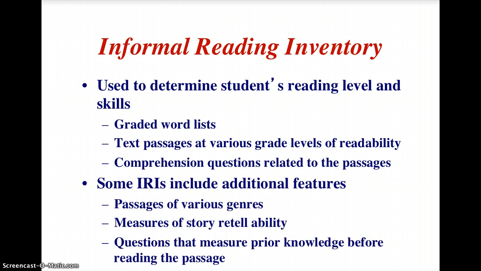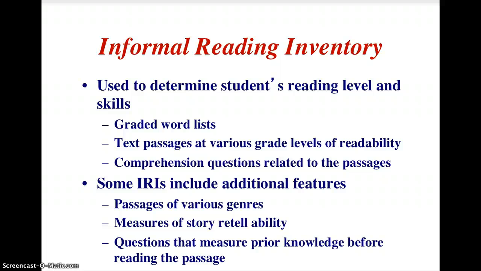Informal reading inventories are used to determine reading level. We use word lists here. Think of the Dolch list, D-O-L-C-H. If you Google that, you will see several lists come up. Those are typically sight words. Then we'll have passages at various levels of readability, and we will also check comprehension, either through questions or through a retelling, have the students retell the story.